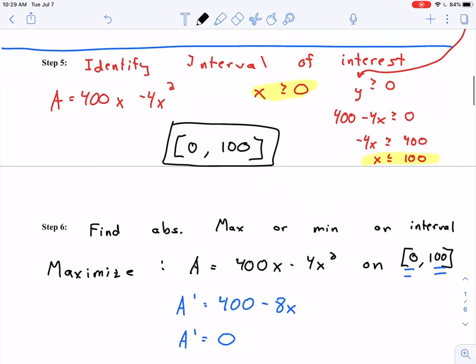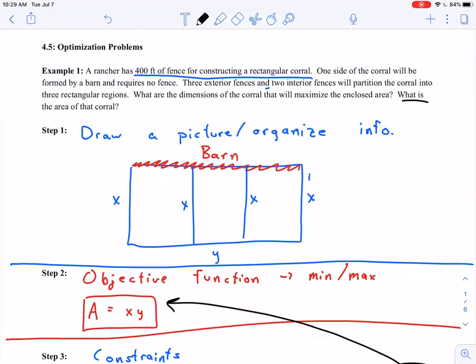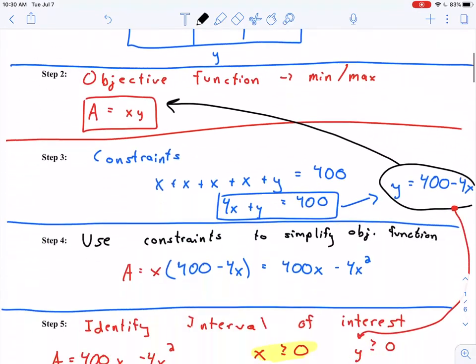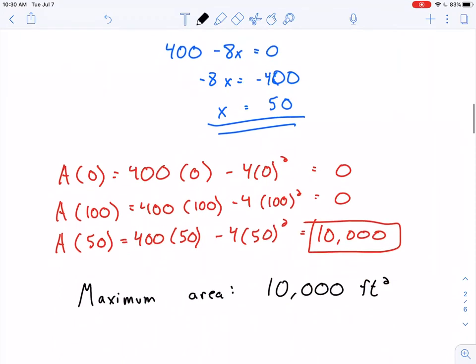What else were we asked to do? Let's go back and look at our problem here, make sure we answer it. So we found what is the area of the corral. That part's done. We would like to know what are the dimensions of the corral that will maximize the enclosed area. So we found the area. We said it was 10,000 square feet. Now we just need to find the dimensions. Well, one of the dimensions was, I'm going to highlight it right here, x equals 50. x equals 50 feet.